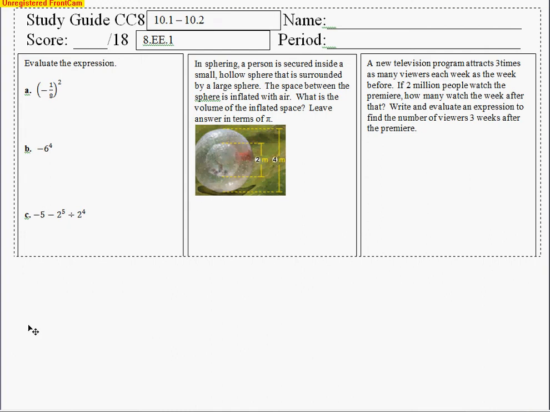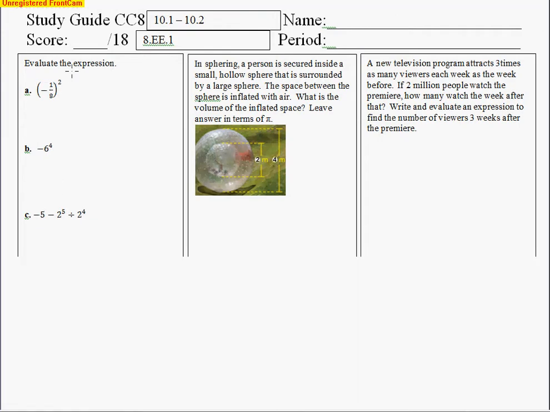These are the solutions for the study guide for the Chapter 10, Section 1, Chapter 10, Section 2 quiz. And so let's take a look at our first type of problem that we'll end up seeing. And here they're asking us to evaluate the expression.